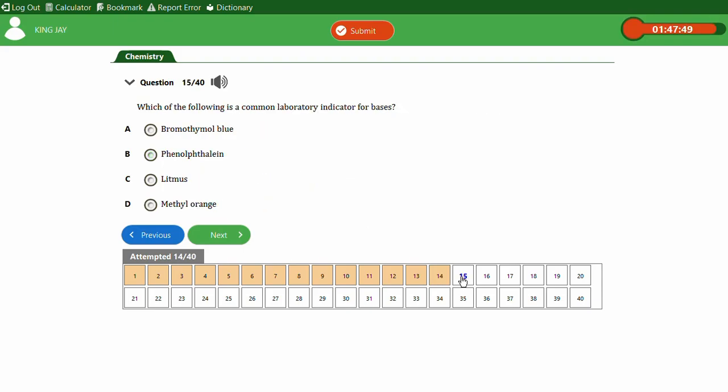Which of the following is a common laboratory indicator for bases? I usually make this mistake. A common laboratory indicator is phenolphthalein. So which is B? I won't go into details of that.